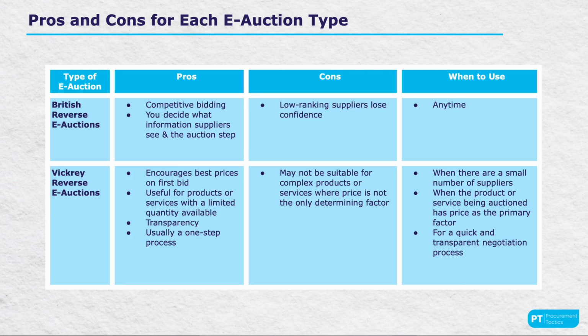The pros of this Vickrey reversed auction is that they encourage best prices on a first bid. They're useful for products and services with a limited quantity available, they're transparent, and usually a one-step process. The cons, on the other hand, are that they may not be suitable for complex products or services where price is not the only determining factor. If you ask yourself when I should use this Vickrey reverse auction type, well, when there's a small number of suppliers, when the product or the service being auctioned has price as the primary factor, or for a quick and transparent negotiation process.